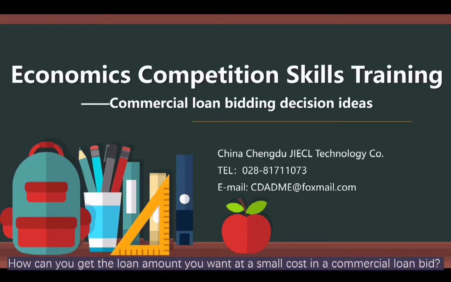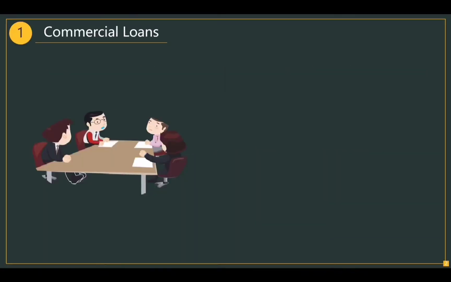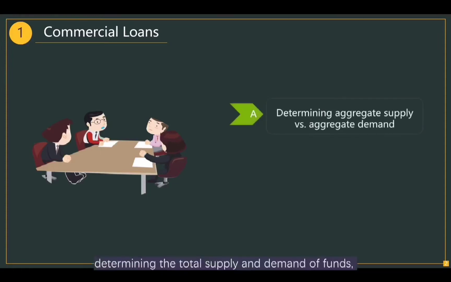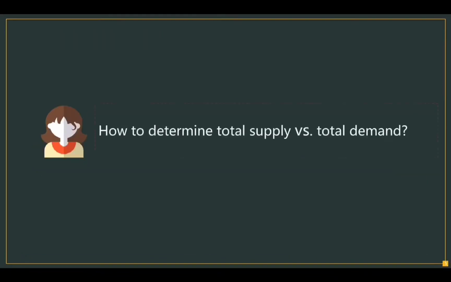How can you get the loan amount you want at a small cost in a commercial loan bid? Let's analyze in detail. We consider two main aspects: determining the total supply and demand of funds, and knowing exactly who needs a loan and how much to lend based on orders. We then elaborate on the above 2 points.